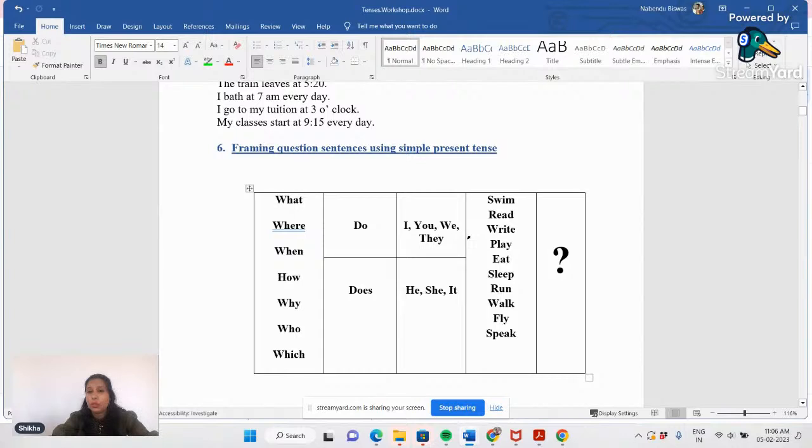So if I say "do you read", what will you answer? Yes, I read. Now you will not say what you read. Now if I ask you "what do you read", then you will mention what you read, generally, right?